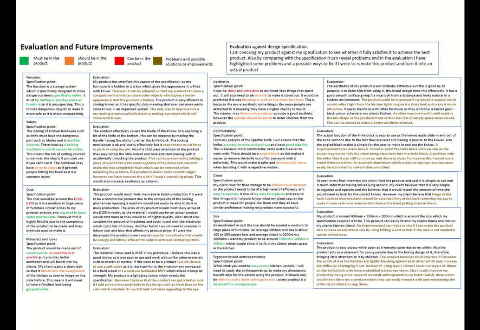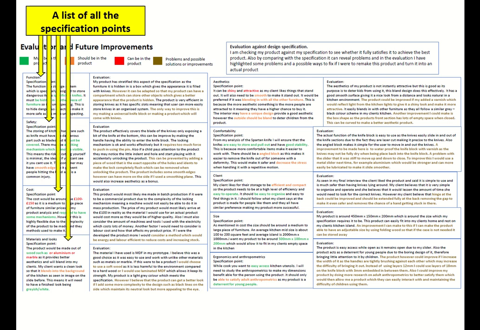In terms of evaluating, now don't be scared by the amount of text here. You don't have to write this much. The student has honestly written too much. But have a list of all your specification points. That's copied from section B. So you don't have to rewrite that. You can just copy and paste all your specification points there. For example, function, safety, cost, and so on.